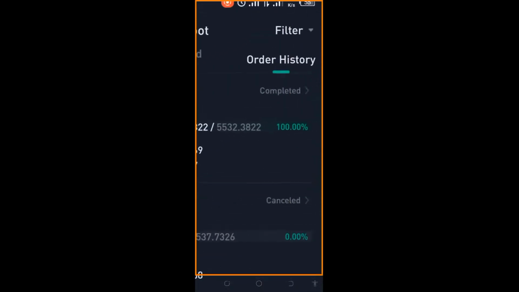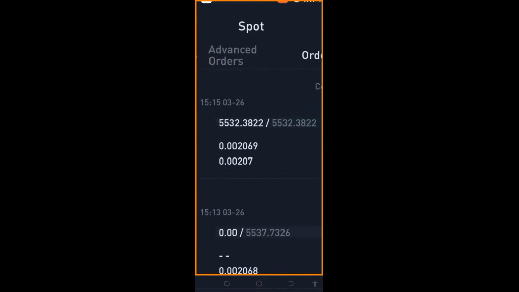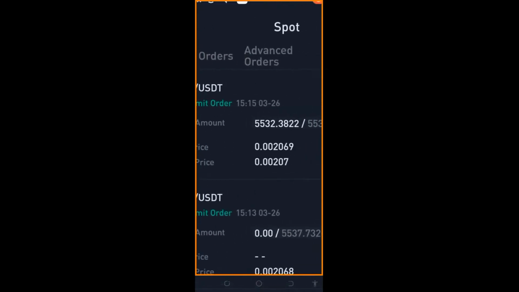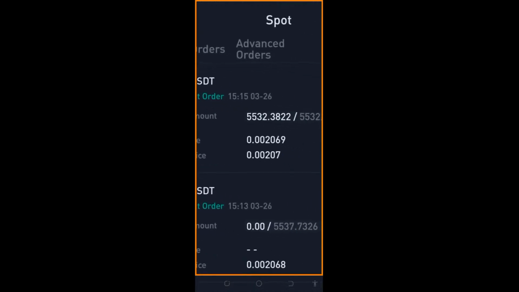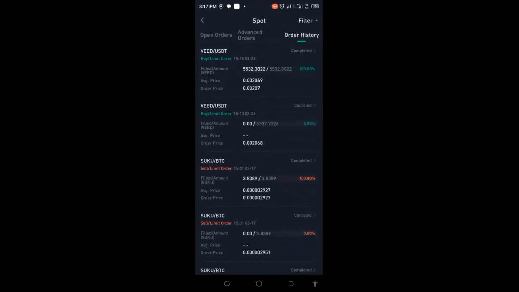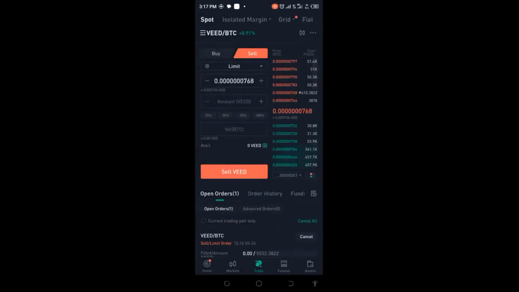Okay, it was bought in one fell swoop. It was bought as how much? How much did we buy it? Okay, it was bought at 0.002069. But the order price was okay, so it was actually bought, let's just say, at 0.00207. So now let's go and check what's going on in VID USDT.